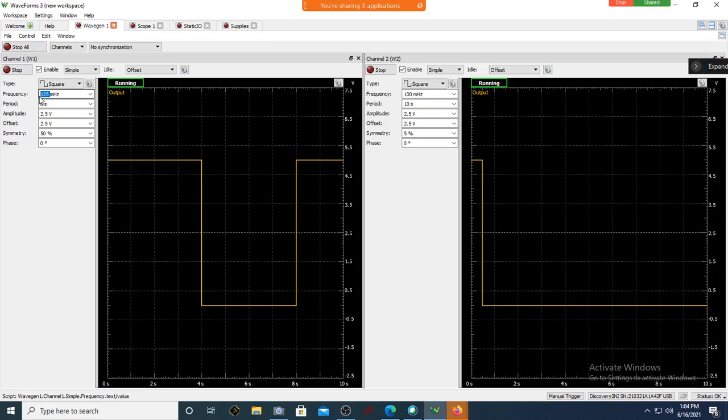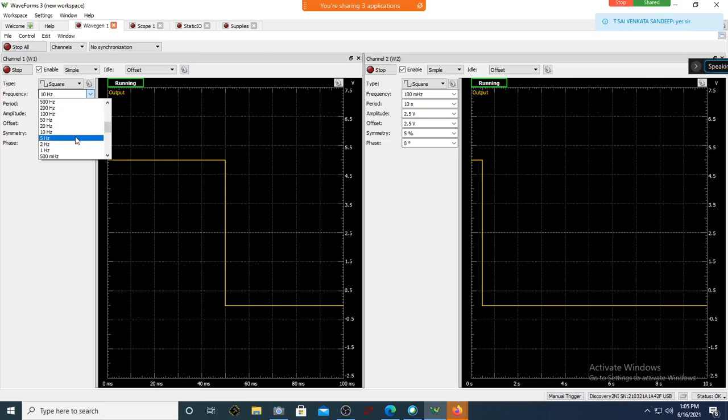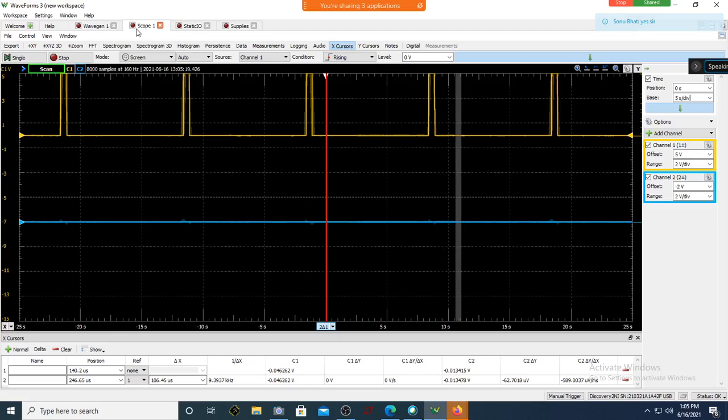For every 10 seconds I am giving, and if it has to happen at 8 seconds, 64 clock cycles, so this should be a bit higher frequency. I'll make it 200 milliseconds. Let me see what happens now.